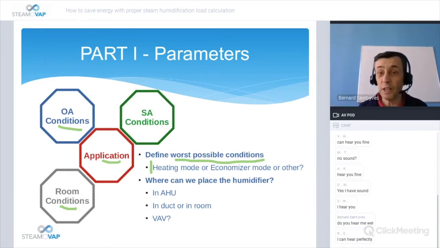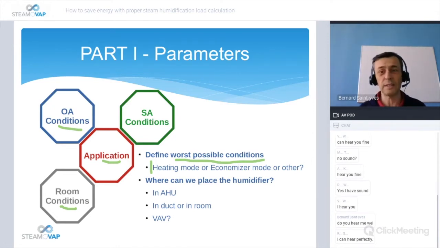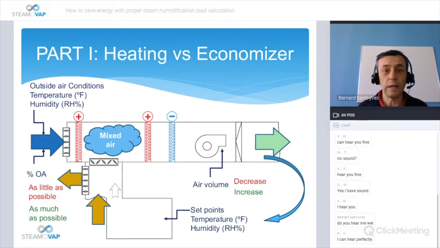And then, do you have a VAV box? Do you put the humidifier just before a VAV box? VAV means variable air volume. If you select this, you will bring a lot of possible trouble because you will possibly have less air in different conditions. If you have less air and the same quantity of humidity, you might bring some trouble. So you have to think about it. Let's compare the heating mode and economizer mode.